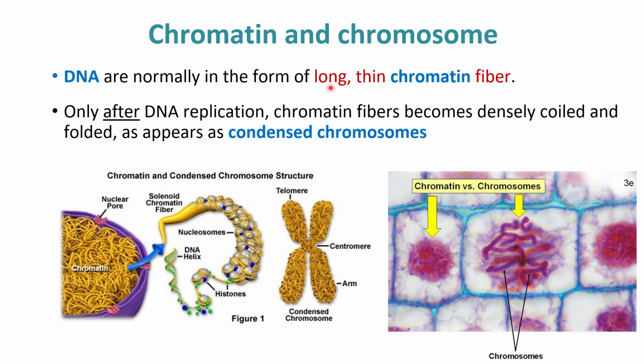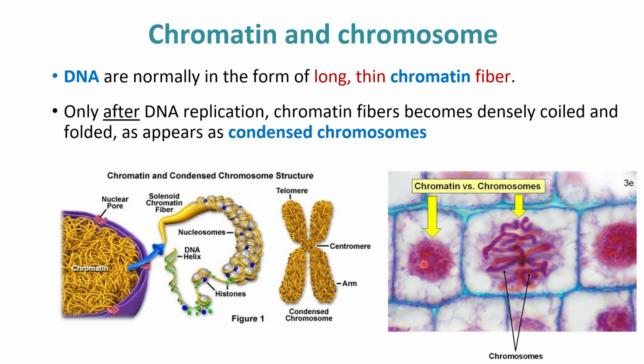When cells are not dividing, DNA is normally present in the form of long and thin chromatin fibers. Only after DNA has been replicated will chromatin fibers further coil and fold themselves to form the condensed chromosomes. And that's a lot easier to separate. The condensed chromosomes are so thick that we can actually see them with a light microscope, as we can see in the figure here, as compared to the chromatin fibers in the neighbor cell.